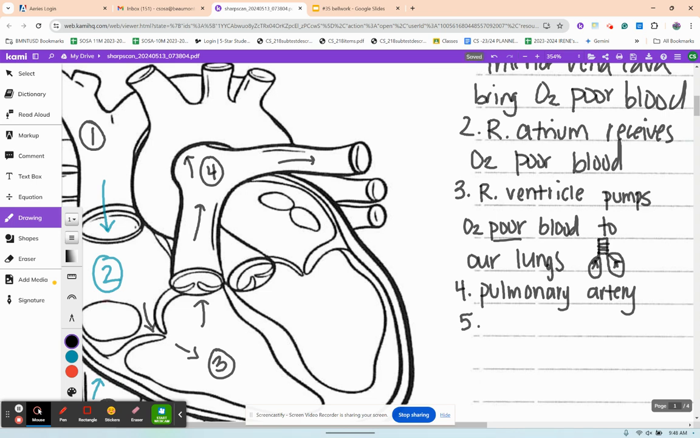All right, so our right ventricle pumps blood through our pulmonary artery, which carries it to our lungs. Now it's oxygenated, so now I'm going to have oxygen-rich blood return to the heart through our pulmonary veins, okay?